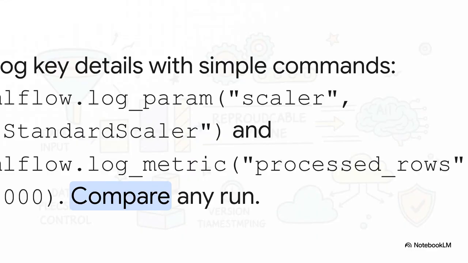And look how easy it is. With just a few simple lines of code, you can log every important detail about your experiment. Here we're logging a parameter, what kind of scaler we used, and a metric, like how many rows were processed. This means we can perfectly recreate the run, and maybe more importantly, we can find and compare the exact experiment that produced a certain result, even if it was months ago.